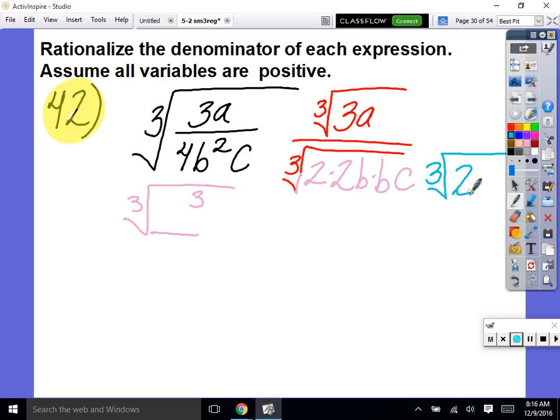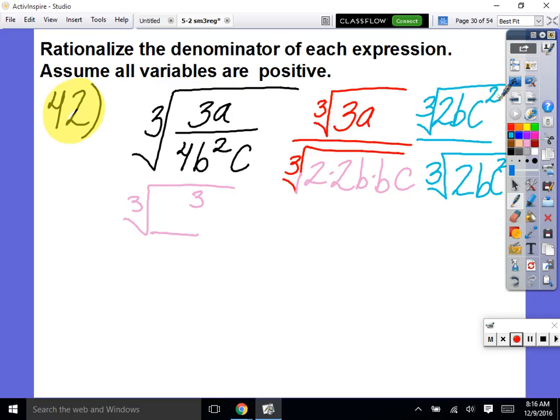We have 2 b's, we need it to be b cubed. How many more b's do we need? Good. Now we have 1 c, we need it to be c cubed. How many more c's do we need? So c squared. Can I write it as c squared and not confuse anybody? That's c times c, right? Okay, let's do that to the top then, because you can't only do it to the bottom. So we're going to multiply by cube root of 2bc squared.